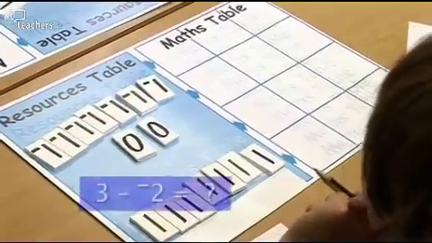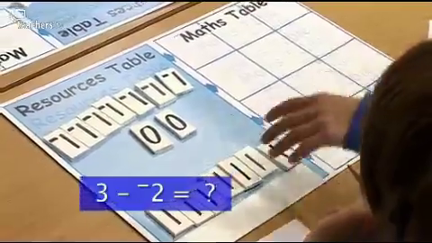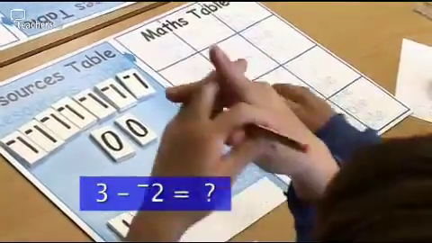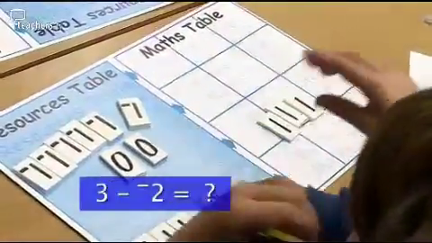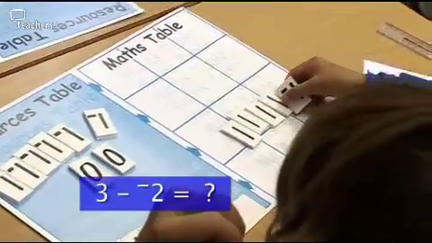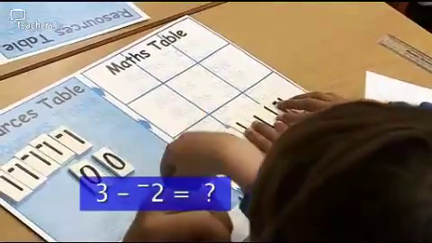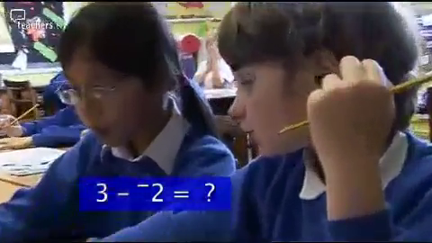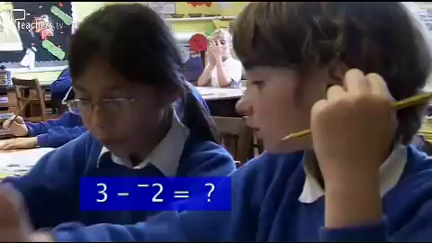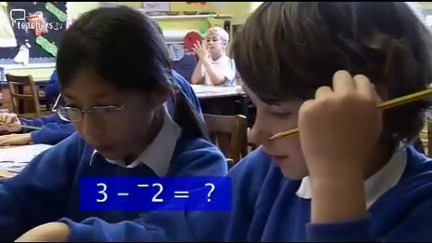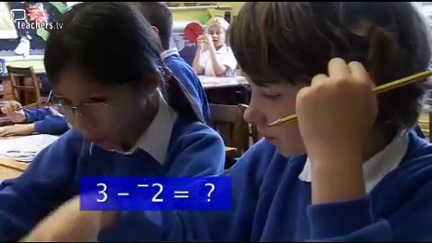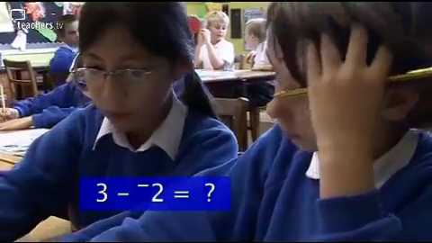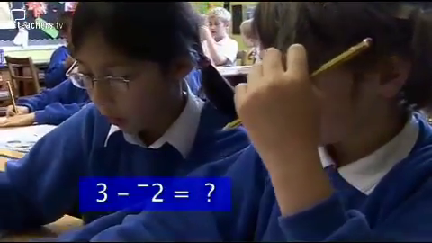3 take away -2. What could that be? We'd need 2 zeros, wouldn't we? We'd need 2 zeros. 2 zeros take away -2. Yeah, that's a 0. Just put it on. Take away 3. It's much easier.